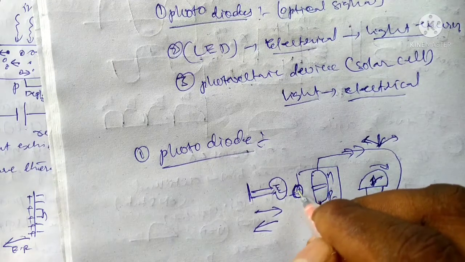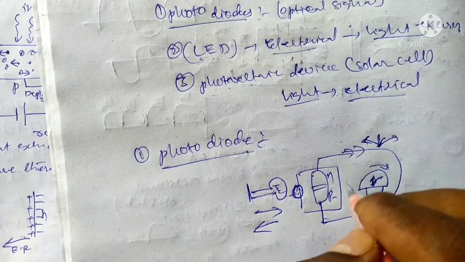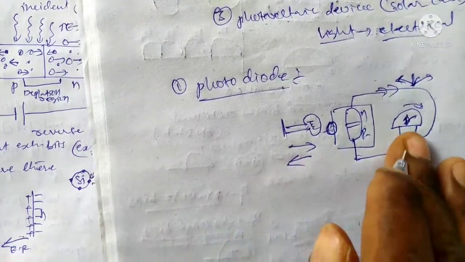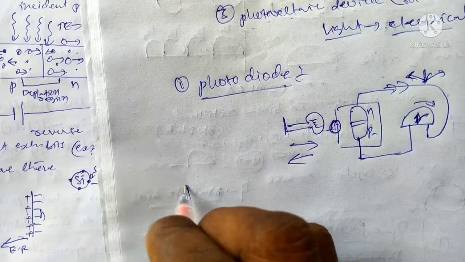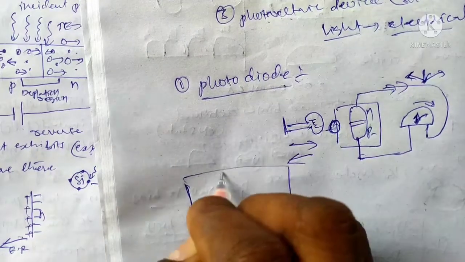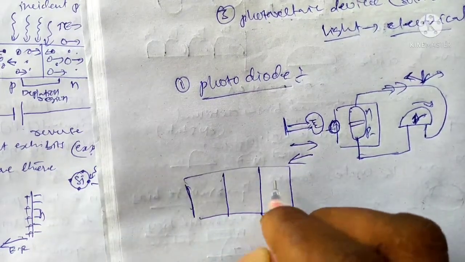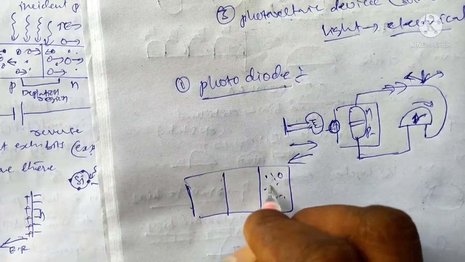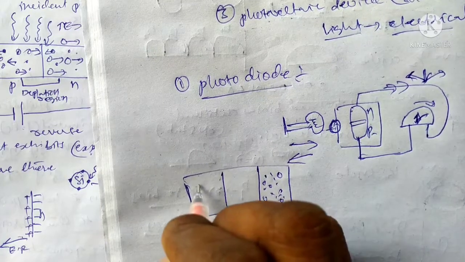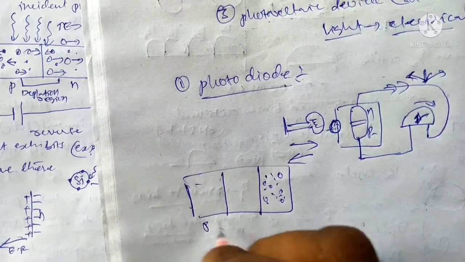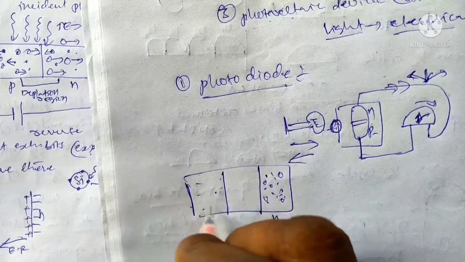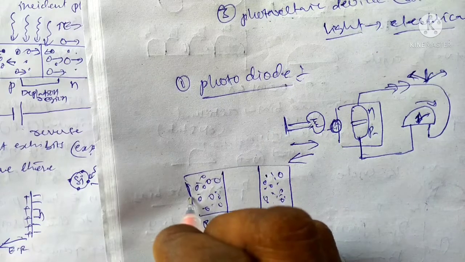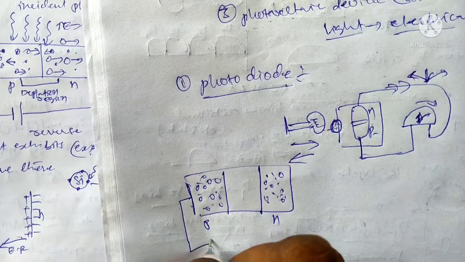When current is passing through the circuit, this is the arrangement of the photodiode. The diagram is like this: a PN junction diode with P type and N type. N type has majority charge carriers that are electrons, and minority charge carriers that are holes. In the case of P type, the majority charge carriers are holes. Okay, this is connected to the battery's negative terminal.